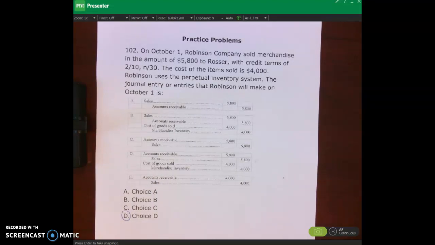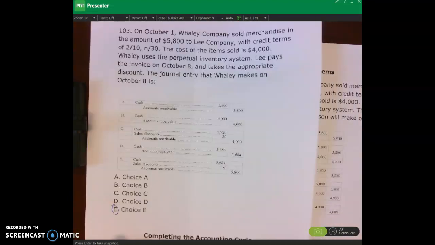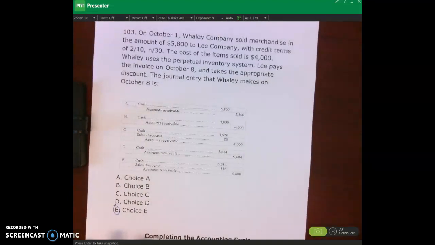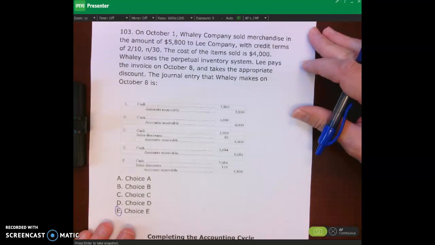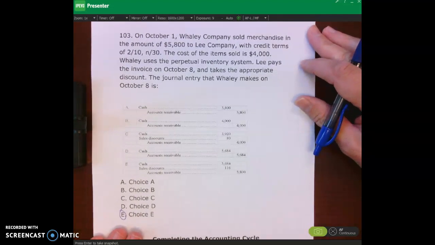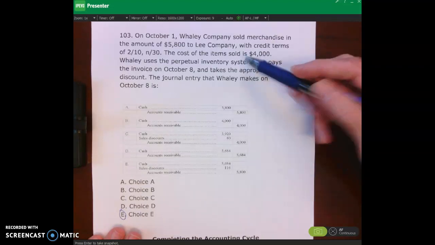All right, so anyways, let's look at 103. On October 1st, Whaley Company sold merchandise in the amount of $5,800 to Lee Company with credit terms of 2/10, net 30. The cost of the item sold is $4,000, and they use a perpetual inventory accounting system.